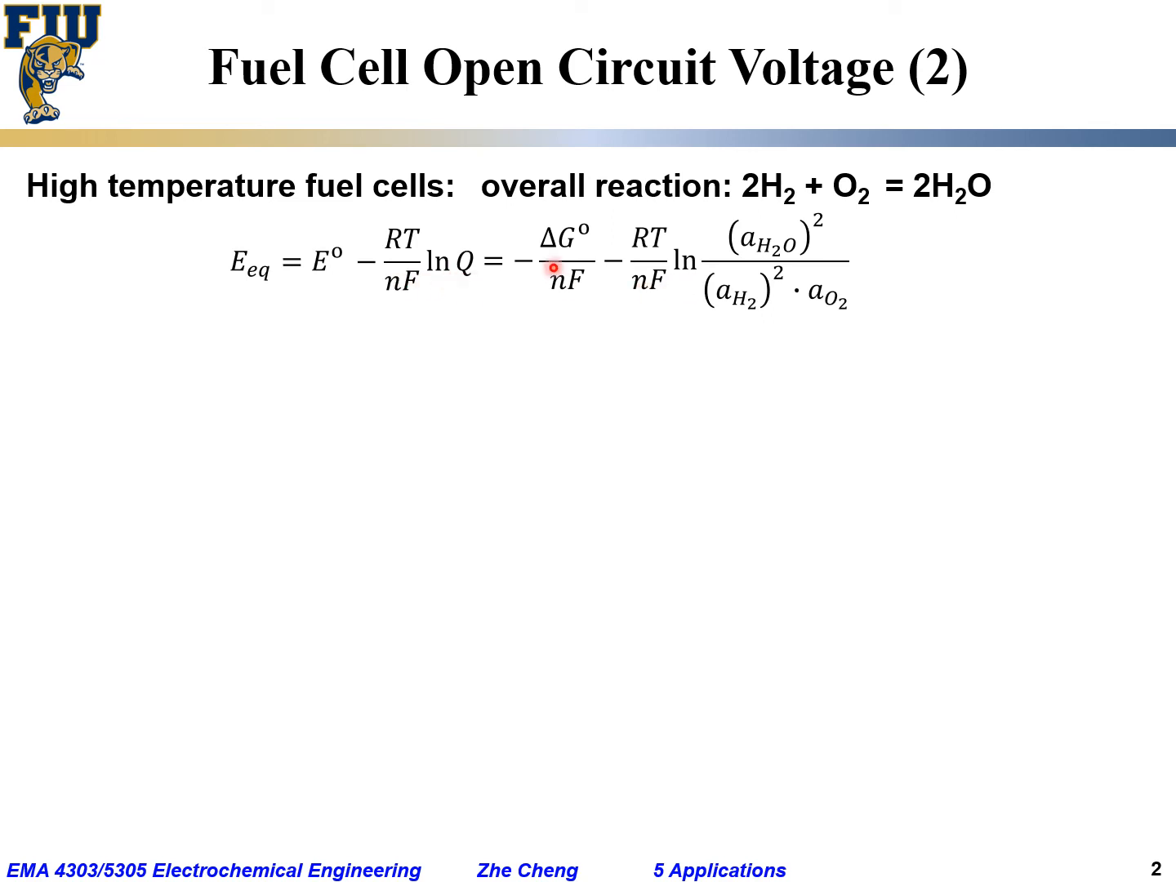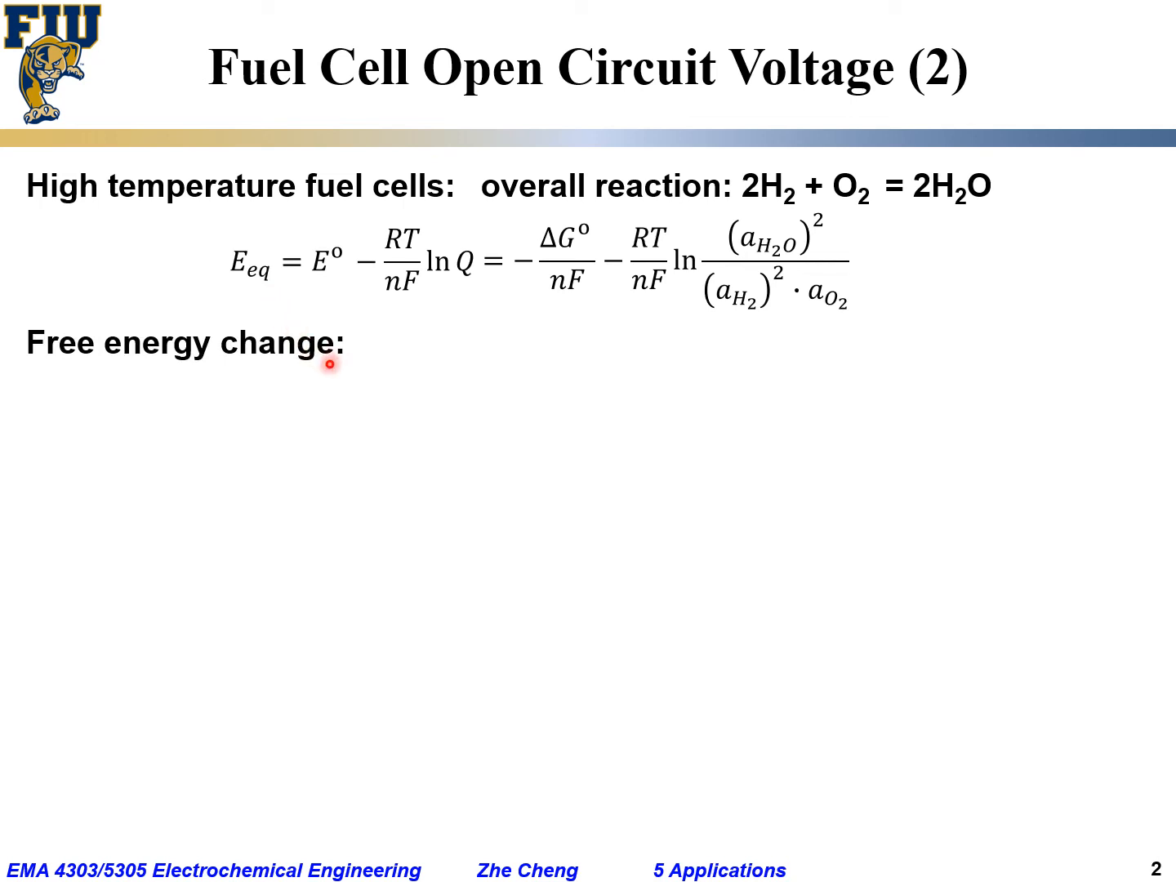The reaction quotient is the product activity raised to the power of the stoichiometry coefficient. So water activity raised to the power of 2, over reactant activity, hydrogen activity raised to the power of 2, times oxygen activity. So this gives us, in principle, the way to calculate the equilibrium cell potential.